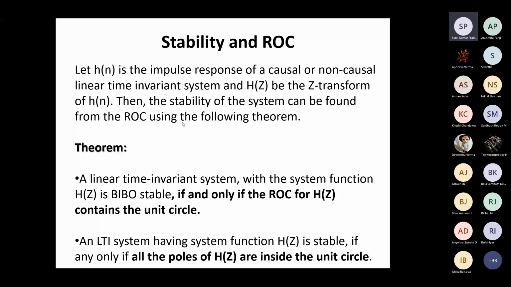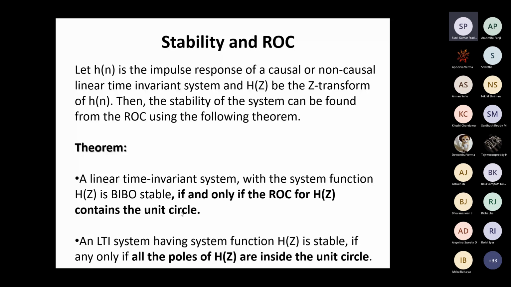If a linear time invariant system with the system function H(z) is stable, or you can say BIBO stable, bounded input bounded output stable, if and only if the region of convergence of X(z) contains the unit circle. So remember, the first condition is that if your Z transform for a particular signal is stable, how can we get to know? The first condition is that it should contain the unit circle. If you know that it contains the unit circle, that means you can say it is a stable system.